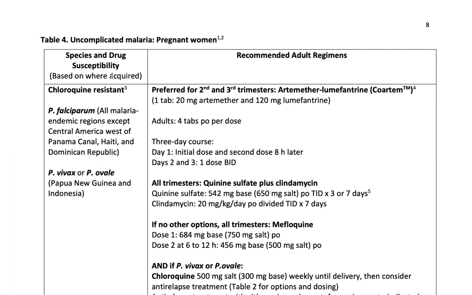Species and drug susceptibility: if there is chloroquine resistance, or it is Plasmodium falciparum, in all malaria endemic regions except Central America, west of Panama, because they have the data, that's why they put it there. Regions, Plasmodium vivax, Plasmodium ovale. Now, which is the preferred one? The recommended management for uncomplicated malaria in pregnant women, generally preferred in the second and third trimester, is artemether and lumefantrine.